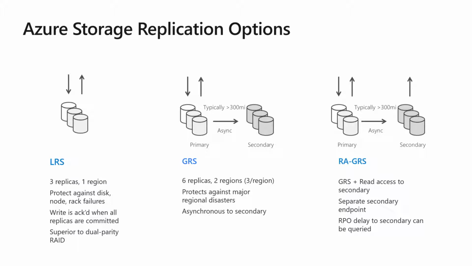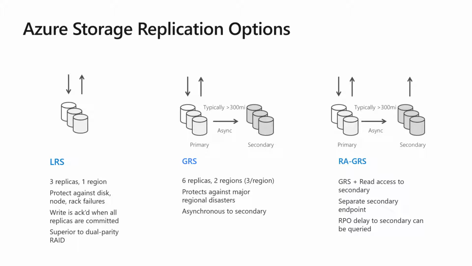The next option is called GRS, which stands for globally redundant storage. In this case, we do the same thing with your initial write. We store it to 3 different copies in your primary region. And then in the background, we replicate your data to a secondary paired region that's out of the distance of a natural disaster, so typically more than 300 miles away. And then we store 3 copies in that region. This protects us against large-scale natural disasters.